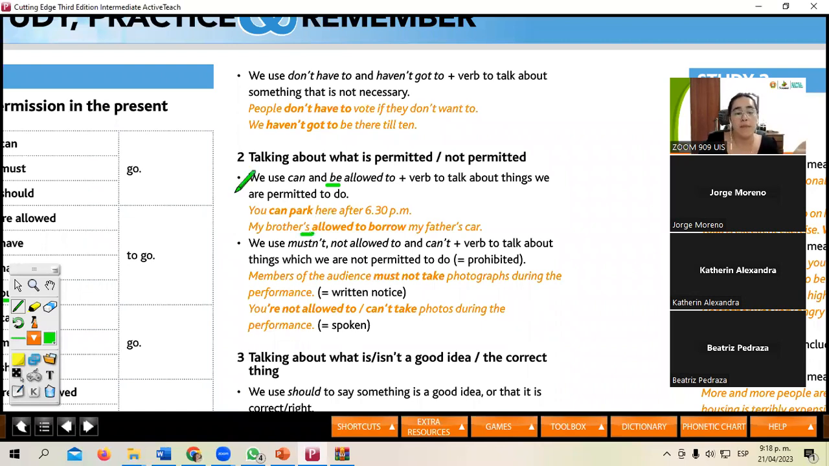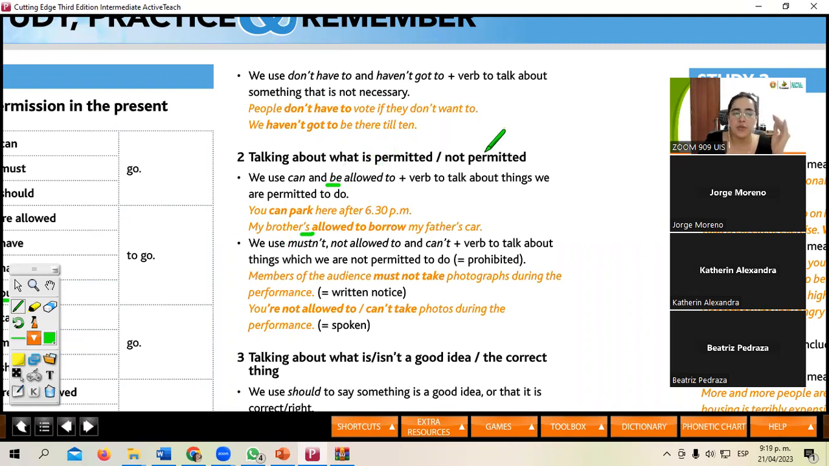Entonces, acá es el ejemplo. My brother is allowed to borrow my father's car. Mi hermano tiene permitido pedir prestado el carro de mi papá, ¿ok? Entonces, ese be allowed to, tener permitido, es similar, el allowed to, ¿ok?